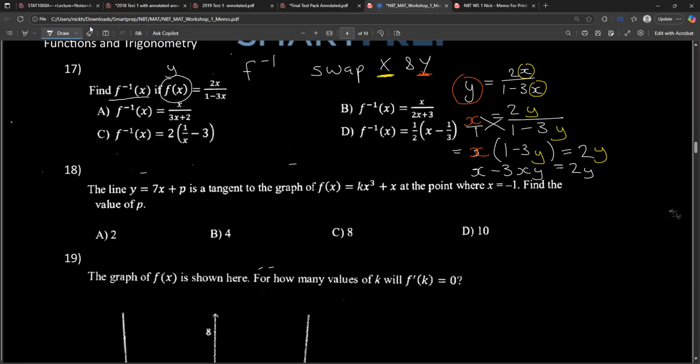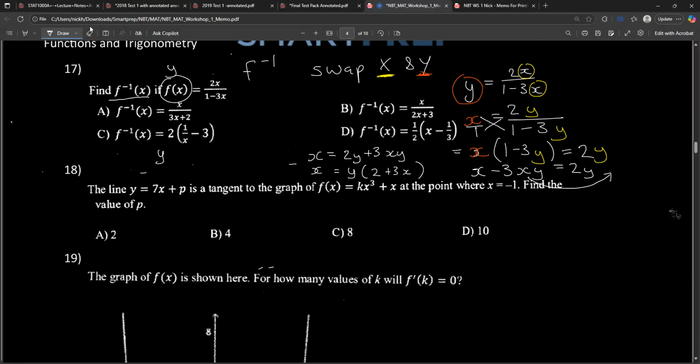Okay, so we have to take the negative 3xy to the other side. Okay, so it becomes 2y plus 3xy, because when you take something to the other side, it changes sign. Now you take out y as a common factor. So you get 2 plus 3x on the one side. Okay, and now you simply divide both sides by 2 plus 3x, because that is how you isolate y.